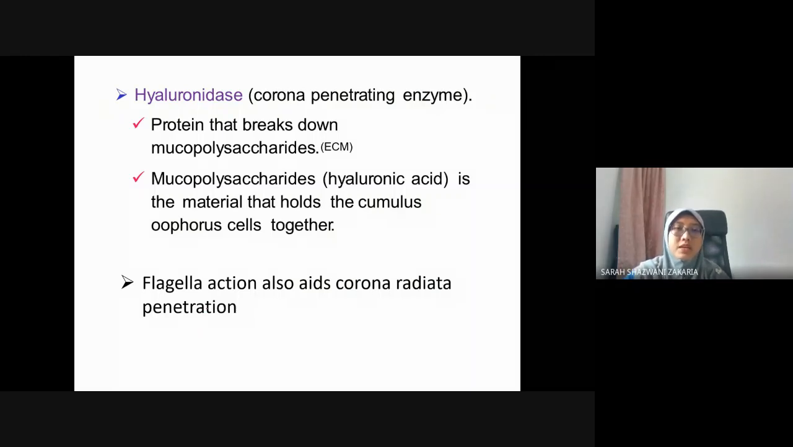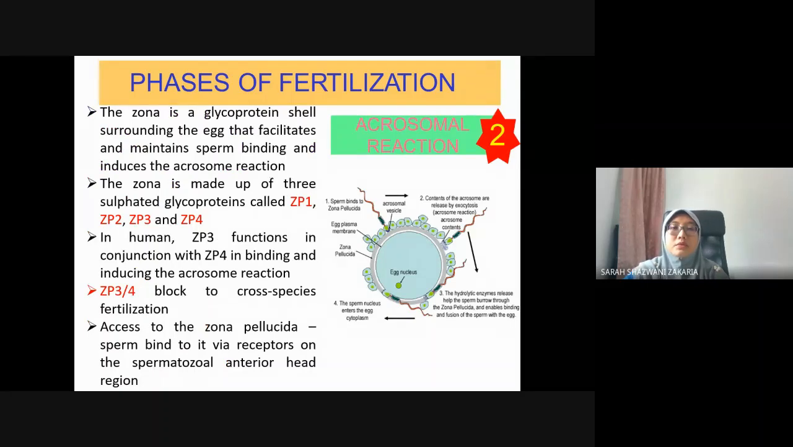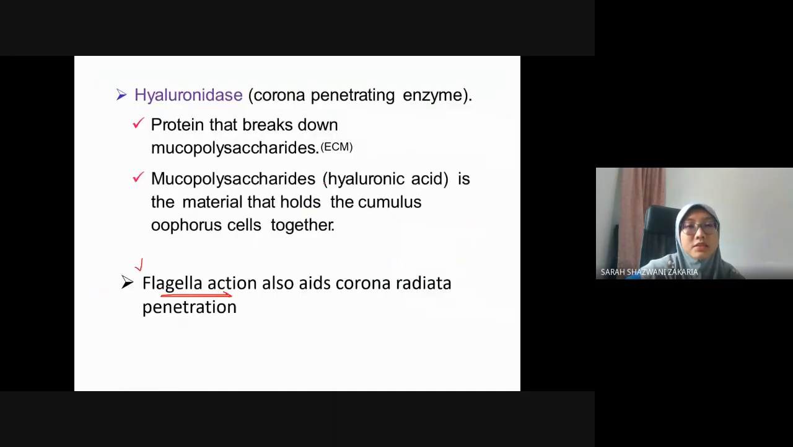Okay, flagella action also aids the corona radiata. So these are the factors that help in sperm penetration. Remember the flagella action. And then the acrosomal reaction. The acrosomal reaction is actually the release of the substances in the acrosomal cap. It starts when it releases the hyaluronidase.